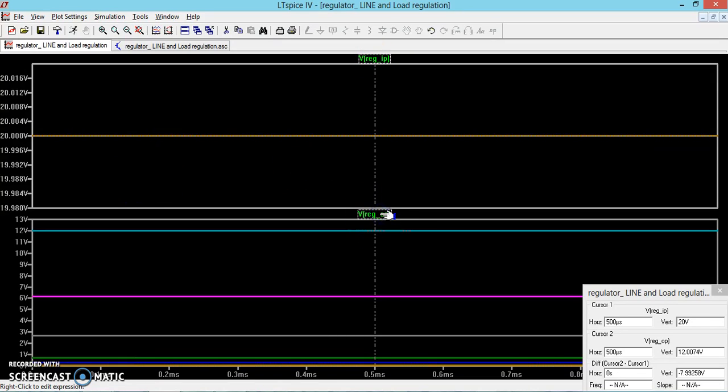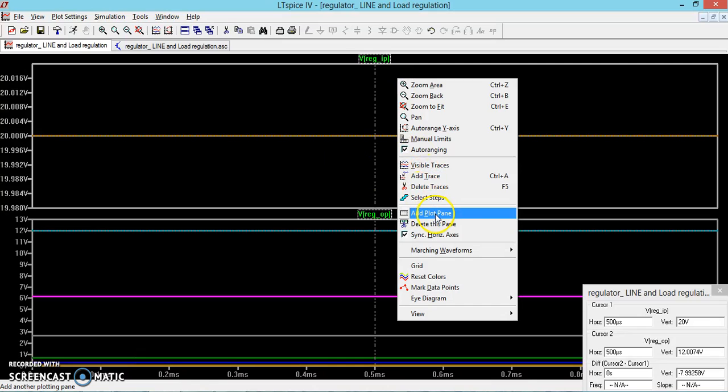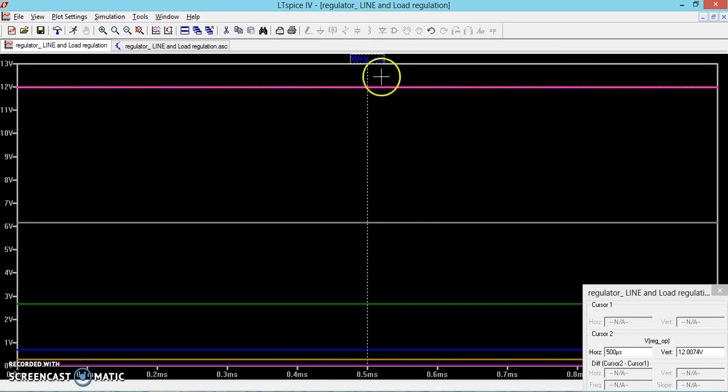I'm not interested in how the input voltage changes, because there is no change. Let me just delete this plane. I have deleted it, now I have only the output plane. You can see this is on the topmost position, which is 12 point something, 12.007. Let me use the arrow key, and you can see I'm moving from one value to the other one. So it has become 12.0057. Not much change.